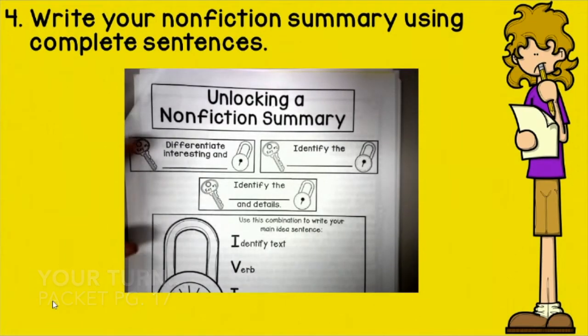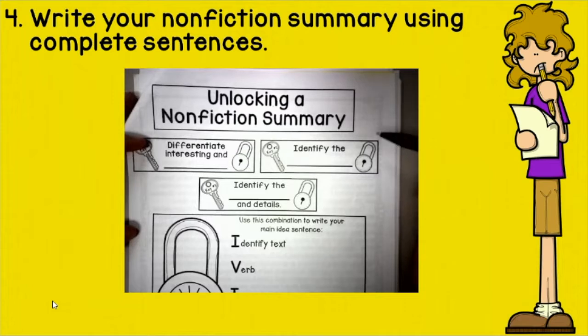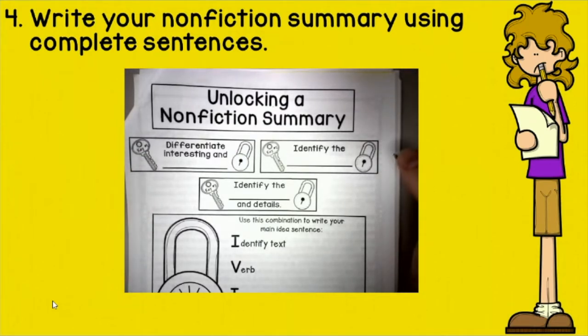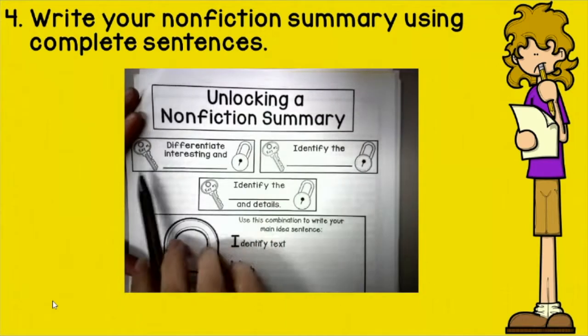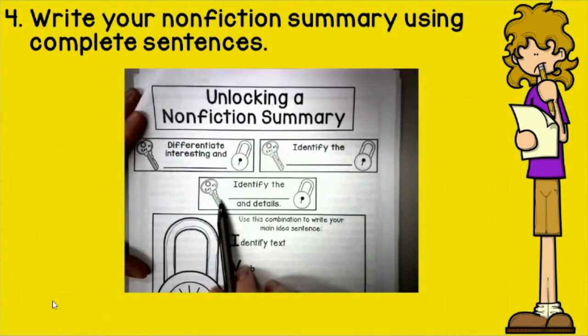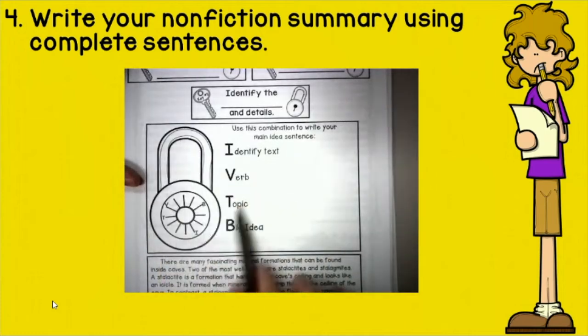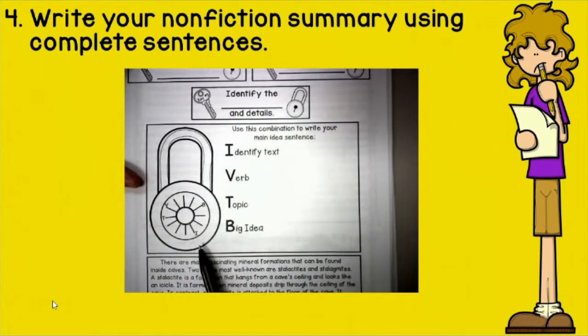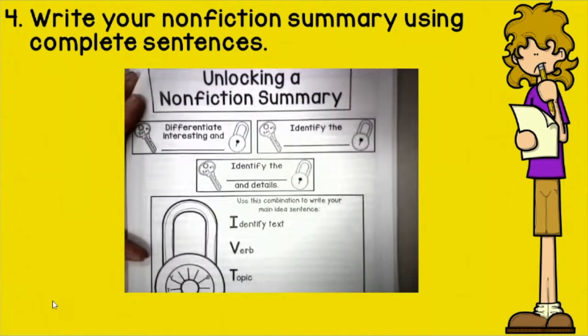All right, friends, so we're looking on page 17 here in your packet. And I just want to go through and kind of summarize how to write an effective summary with these quick notes. I told you I would give you the keys to unlocking our summary. And of course, we got to have our combination to open that safe to have a nice thorough summary. All right, so let's write this down.